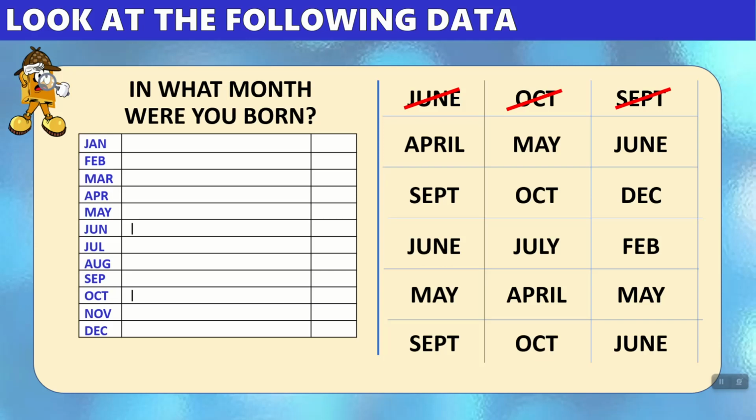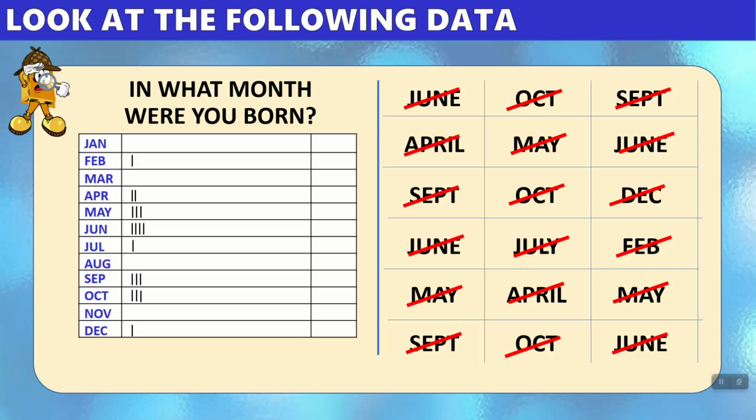September, we find September and we place a mark. April, we find April, we place a mark. And we continue going down the list, placing a mark next to every month. As we mark it off, here's December, we place a tally mark. June, July, February, May, April, May again, September again, October, and lastly June.